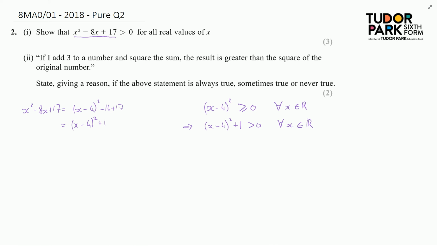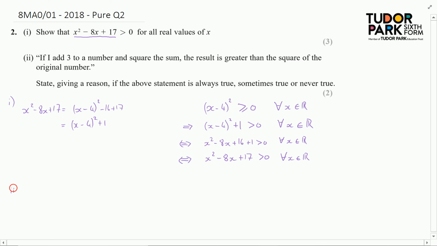Now we've seen from my little margin working on the side that another way of writing this down is to say that that's x² - 8x + 16 + 1, and that would be again for all values of x with x belonging to the real numbers, and that is obviously equivalent to the statement that we want to prove, which is x² - 8x + 17 is always greater than 0 for all values of x belonging to the real numbers. That's my answer for part 1.